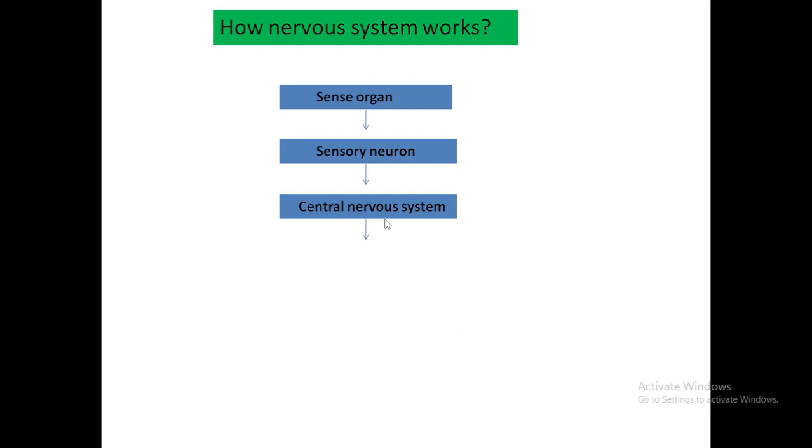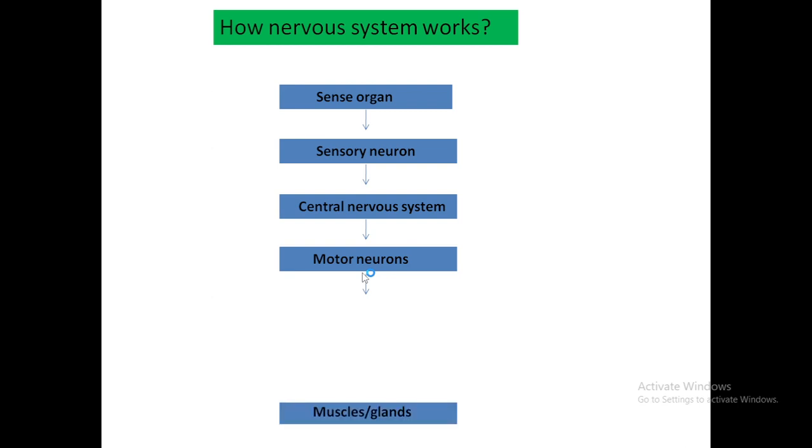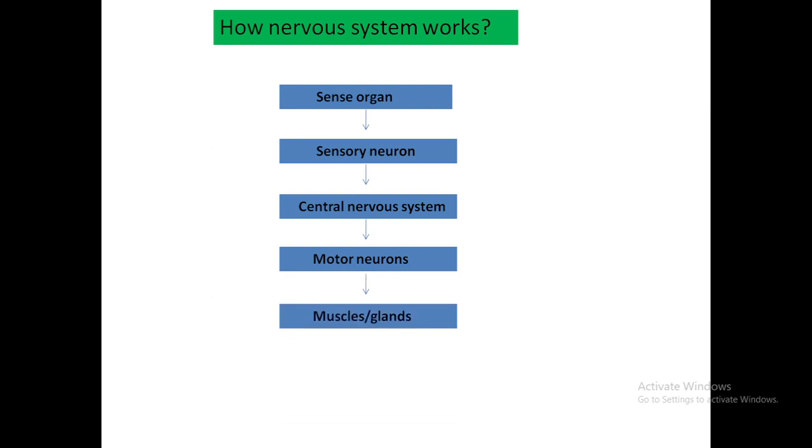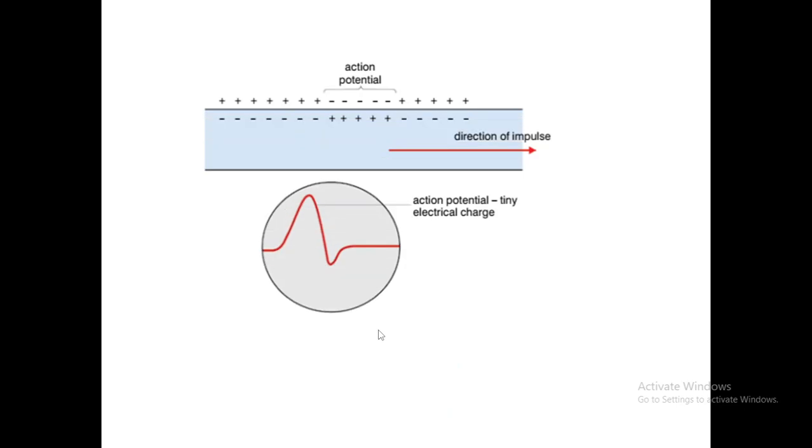Once the information is processed in the central nervous system, the instructions are sent out of the body along more neurons. These neurons are called effector neurons. These effector neurons stimulate the effector organs, usually muscles and glands. So in short, the nervous system depends on nerve impulses.